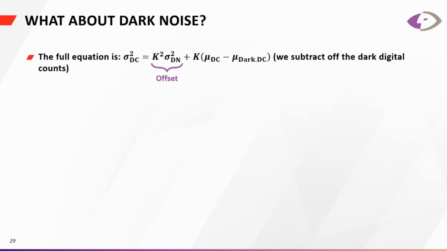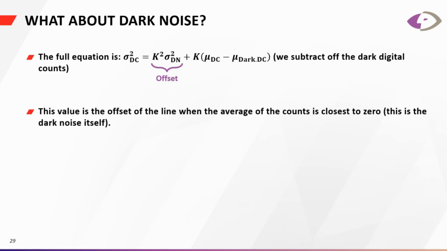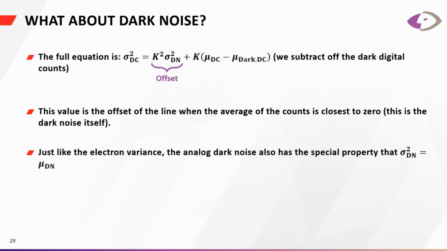So just like with the electron variance, the analog dark noise also has the special property that the variance is equal to the average of the dark counts. And thus, the average of the dark counts is equal to your offset of that graph divided by K squared.